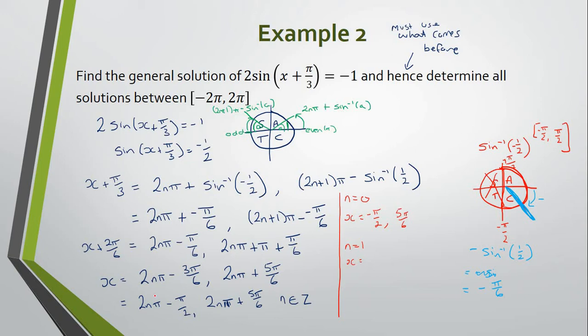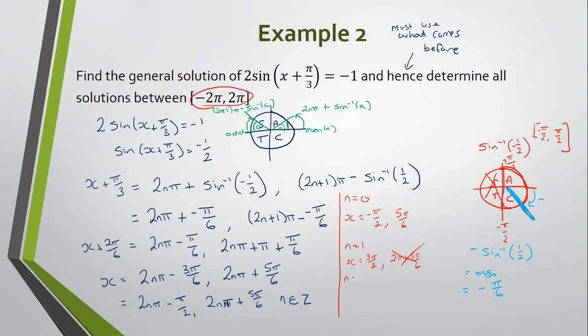I would get x equals, substituting in 1 here will give me 2 pi minus pi over 2, which is equal to 3 pi over 2. Substituting in n equals 1 here, I would get 2 pi plus 5 pi over 6. But if I'm trying to work that out, hopefully you can see straight away that's going to be outside of the domain that we were given. So this solution is not valid. Let's try some other values. If I was to try n of 2, that would give me 4 pi minus pi over 2. That's too big.